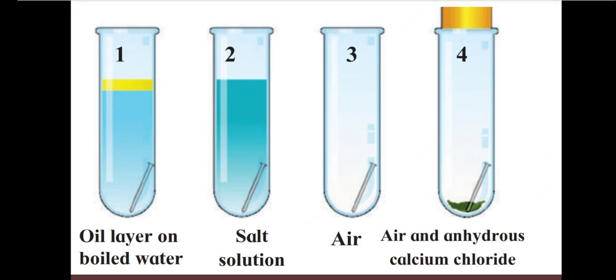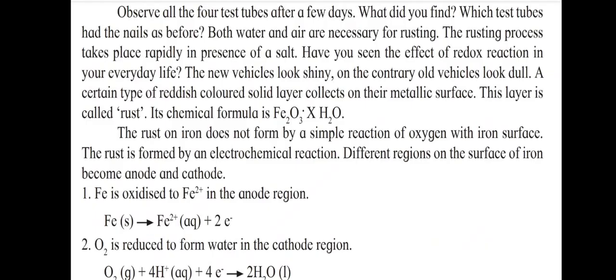Now next one is corrosion. Students, all of you know about the corrosion of iron. Whenever you keep an iron nail in the presence of air or in water, it gets affected by oxygen, and there is a formation of rust. That is called the rusting of iron.